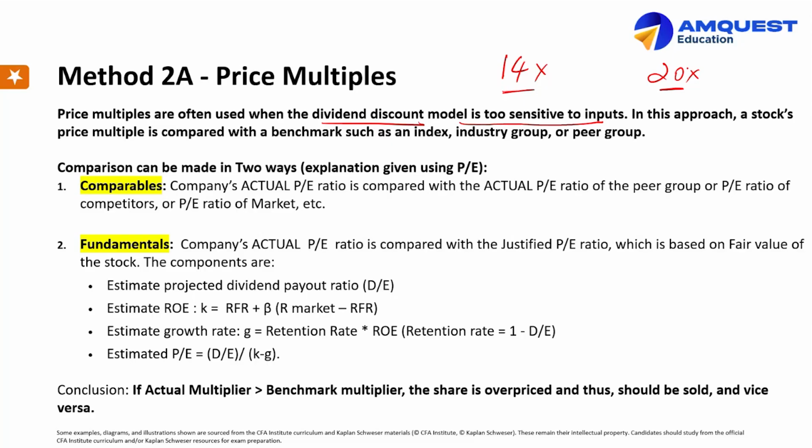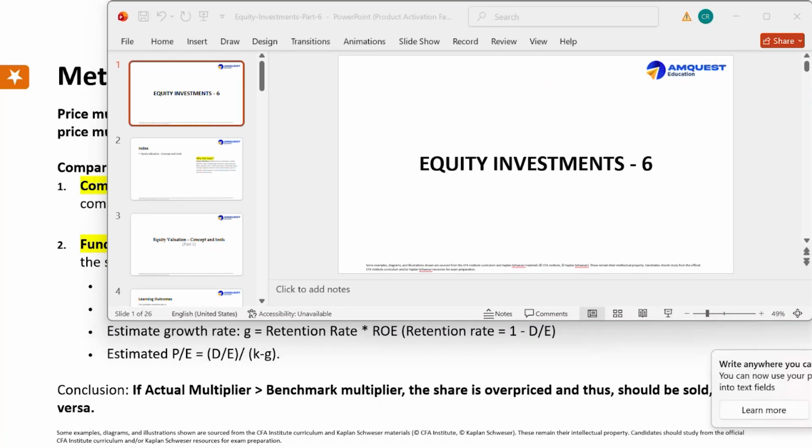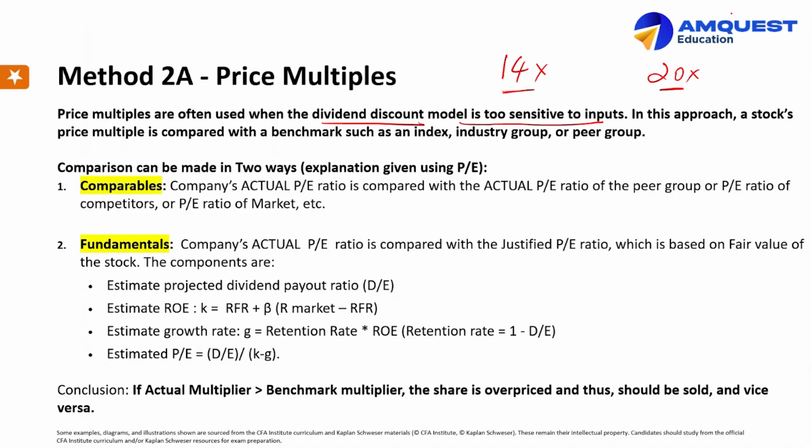I can be overvalued, that is totally acceptable. I can be overvalued because I'm offering better quality products, I have better growth potential than the other peer group in the industry. The only comparative measure is that the industry has an average of 14 and my price multiple is around 20. So if I'm above the industry, I'm overvalued. Comparison can be made in two ways. The explanation is given using the PE ratio. The company's actual PE is compared with the actual PE ratio of the peer group, the competitors or the market to determine whether the stock is fairly valued, over or undervalued.